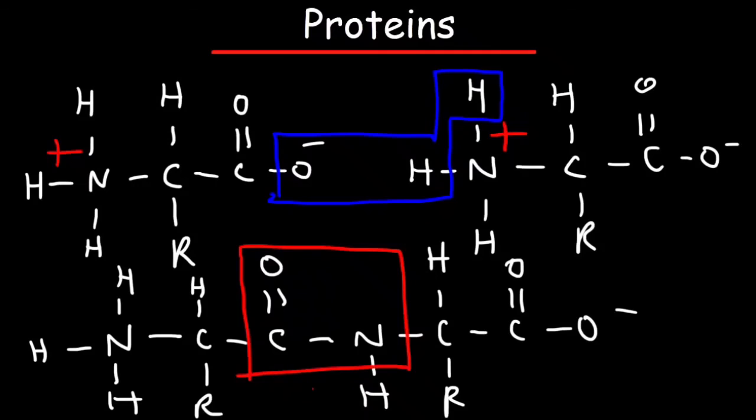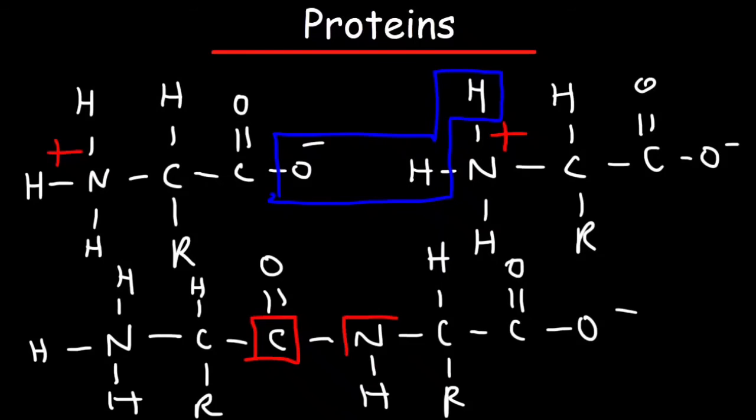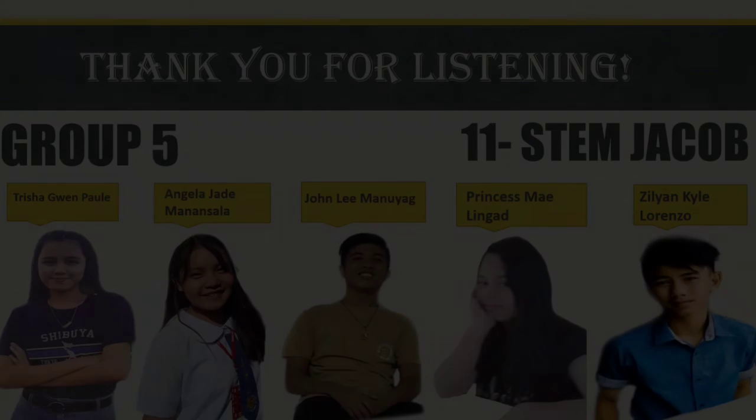We form a bond between the carbon and nitrogen atom. So whenever you combine two amino acids to form a peptide bond, you're forming a covalent bond, which is hard to break.